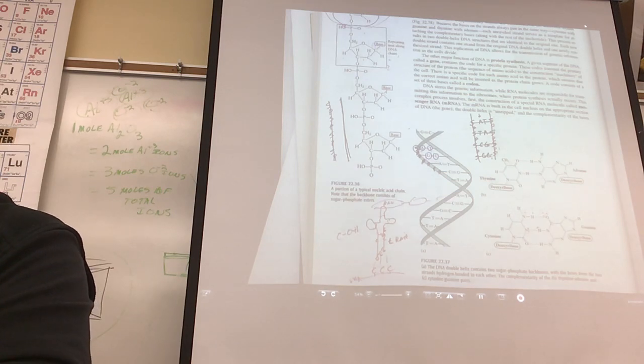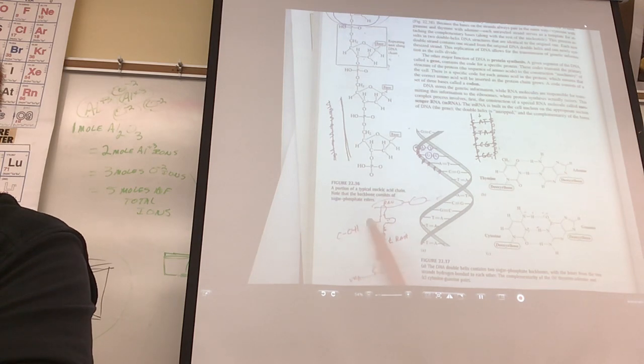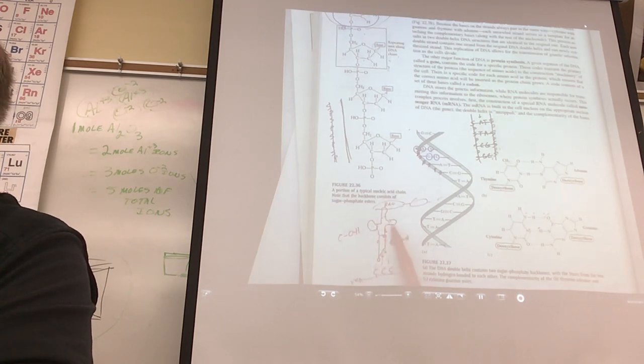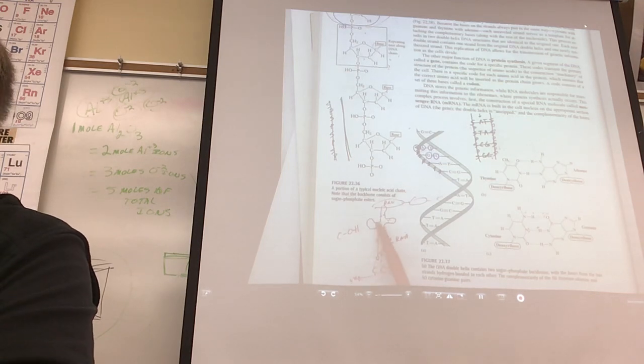Now, here's what's interesting about transfer RNA. RNAs are single-stranded. Look at this drawing I have here. It's single-stranded, but some parts of the strand are attracting other parts of the strand into little loops and things. And it looks like that.